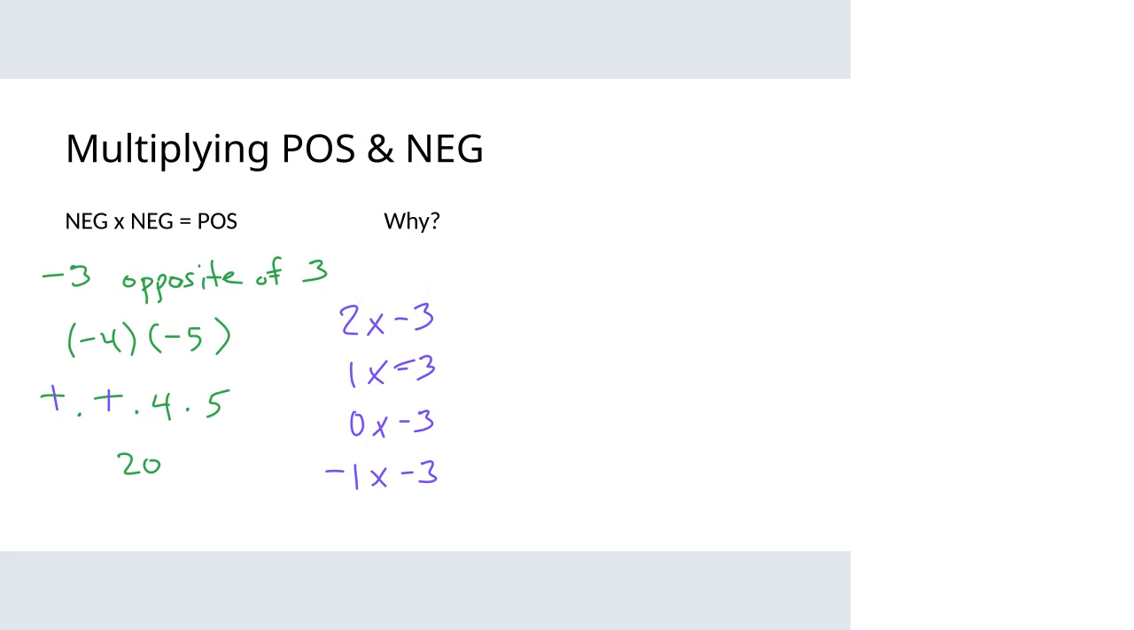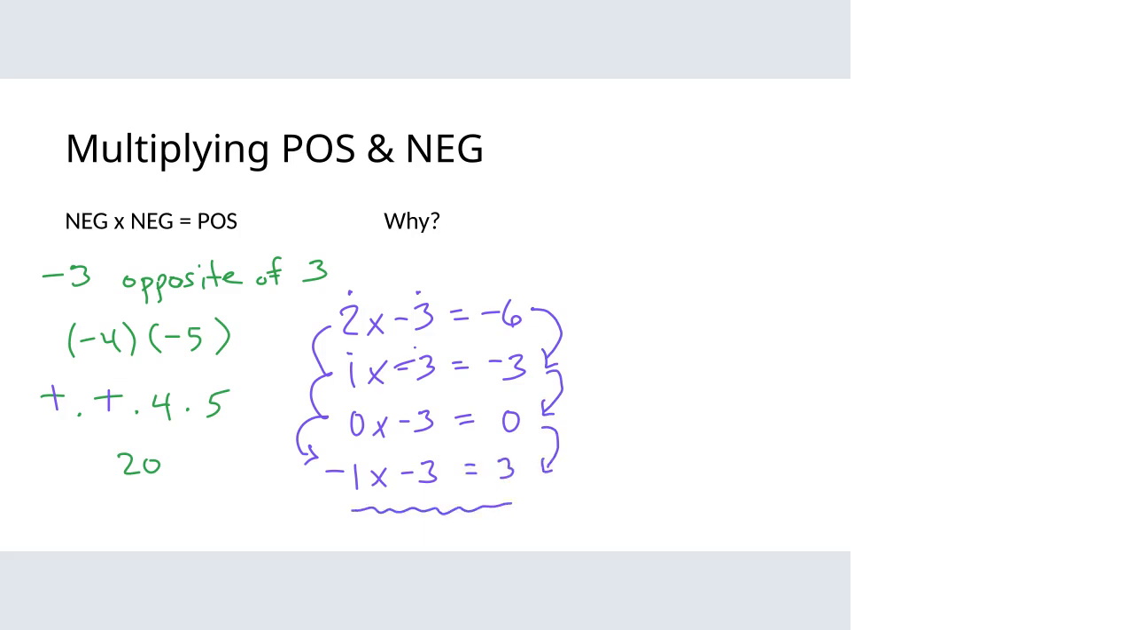If I had 2 times negative 3, a minute ago we got comfortable with the idea that positive times negative would be negative, so this will be negative 6. Then 1 times negative 3 is positive times negative, so it's negative 3. 0 times anything is just 0. Now, looking at the pattern, I went from 2, 1, 0, negative 1, and over here I went negative 6, it got bigger by 3, it got bigger by 3, and it's going to get bigger by 3 again.